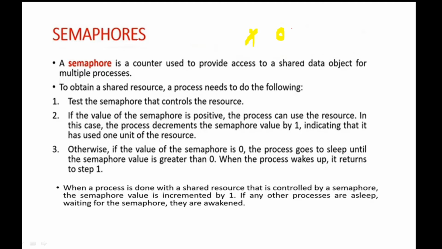The 0 indicates that the resource is being used by some other process. So other processes which want to access that particular resource, when they check the semaphore of that resource and get the value 0, know that the resource is already assigned to some process. In that case, that process has to wait until the value 0 becomes 1.